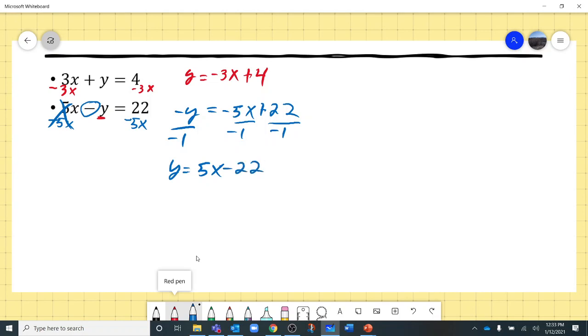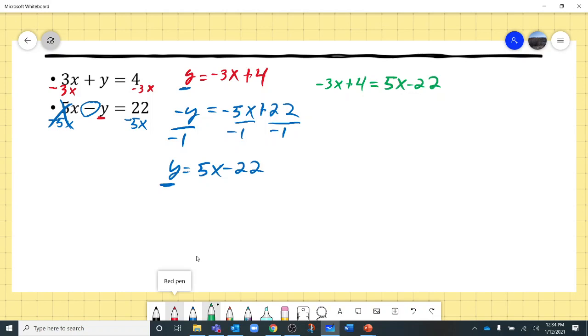Okay, and here's why I did this. I have a y right here, and I have a y right here. That means they're the same thing. So what I can do is just set my two equations equal to each other. So I'm going to take my red y, negative 3x plus 4, and that is equal to my blue y, which is equal to 5x minus 22.